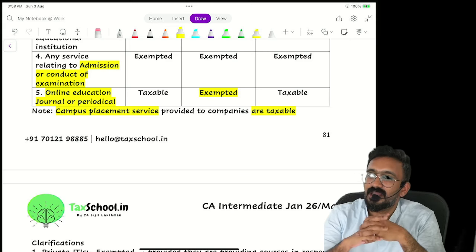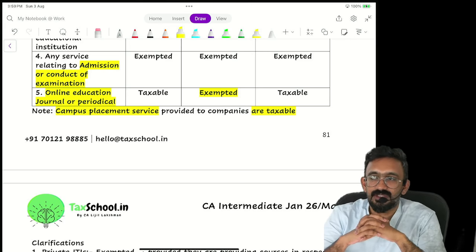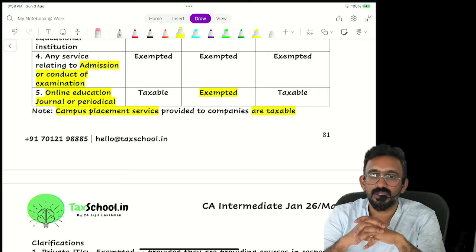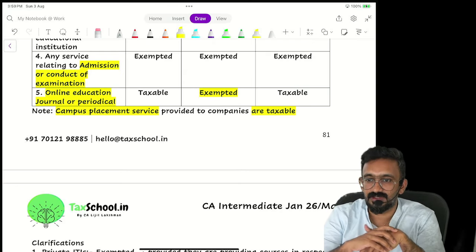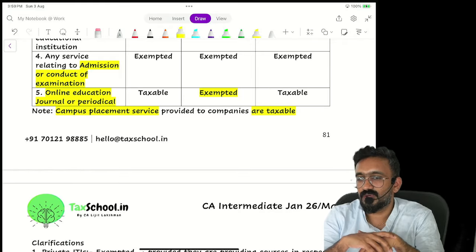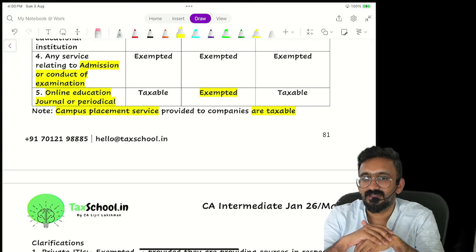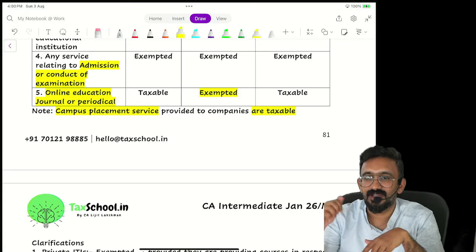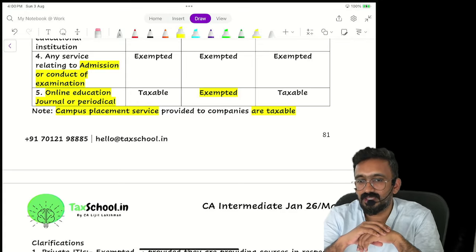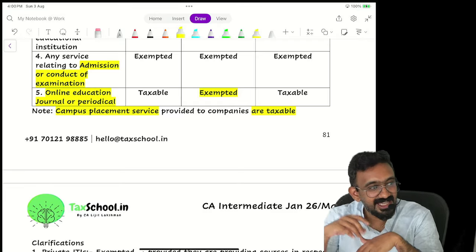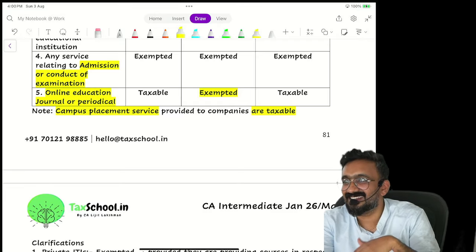Next. ICA has purchased 20,000 kg of ruled A4 sheets for conducting CA inter-examination from a paper printing mill. Taxable or exempt? Is there an exemption available under this entry? No. Why? These are goods. Any services provided.